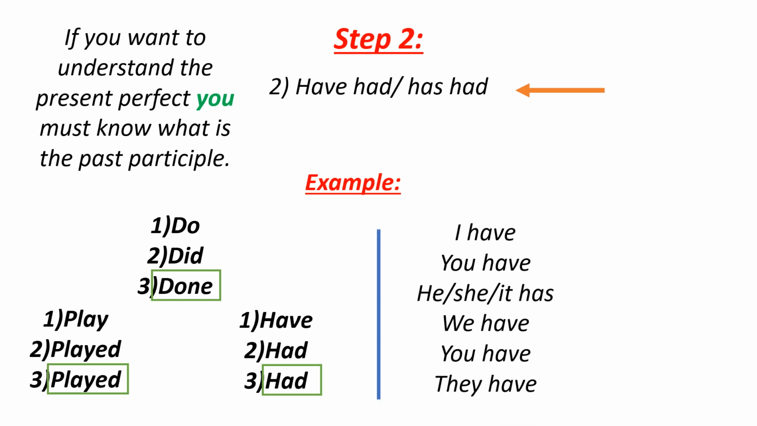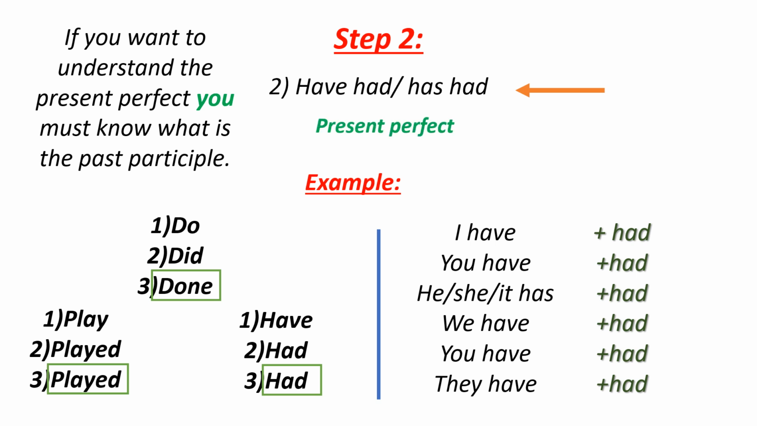If you want to know how to make the sentence, we must have the subject pronoun, then have. I have, you have, he, she, it has. Don't forget that. We have, you have, they have. Then we add the past participle of each verb. And by coincidence, there is have and had. This is why we have had. I have had, you have had, he, she, it has had, we have had, you have had, they have had. So this tense is called the present perfect.